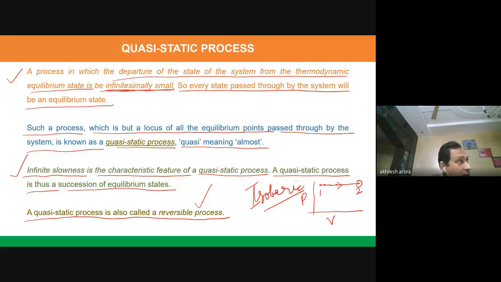Like in your chemistry in your 11th or 12th class, you study about the irreversible work and the reversible work, but they don't tell you the difference between the reversible and the irreversible. So here it is important to understand that every reversible process is basically a quasi-static process, and it is going to happen very, very slowly. So infinite slowness is the feature of a quasi-static process that you should understand.